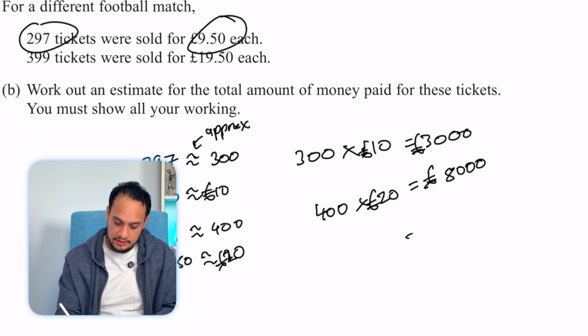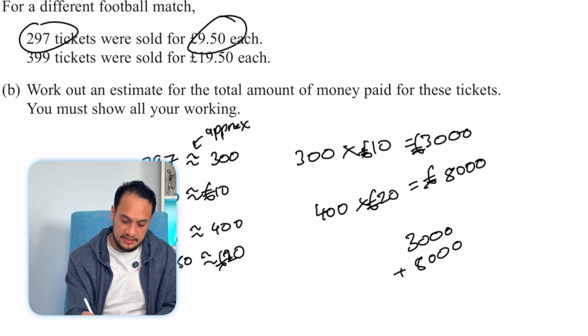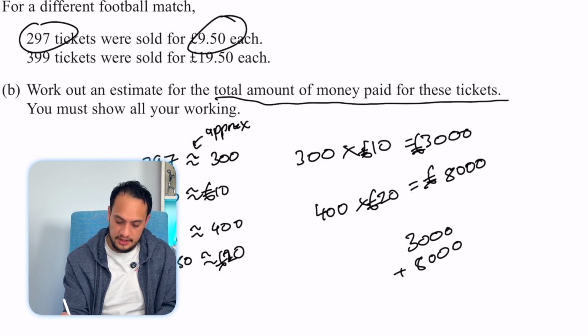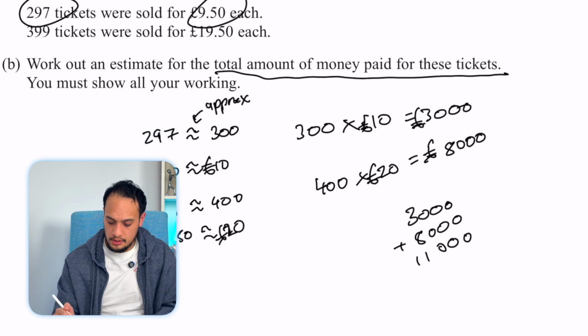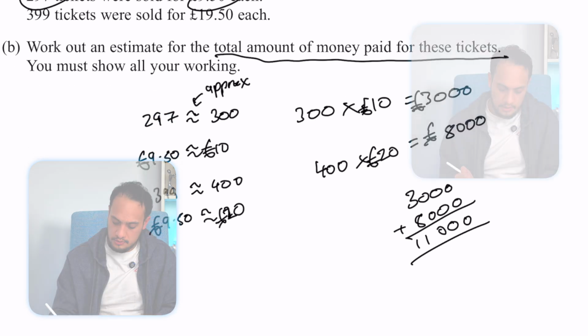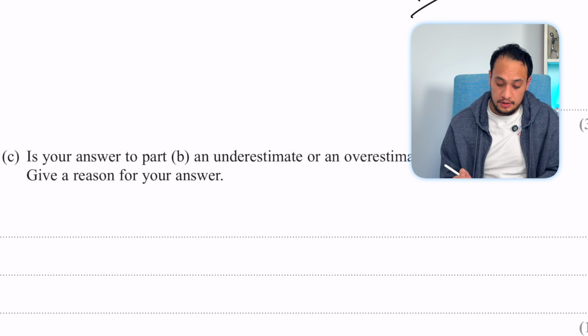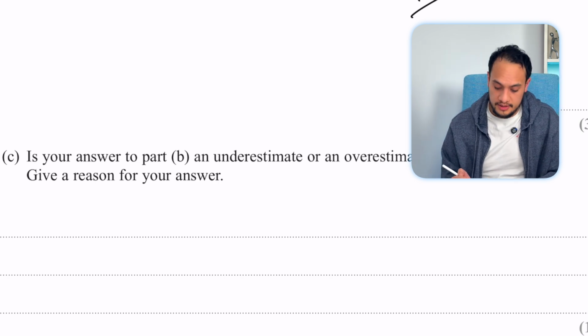And then all I need to do is 3,000 plus 8,000, because it says here, work out an estimate for the total amount of money paid for these tickets. So I've got to add them together. So I've got 0, 0, 0, and I've got 11. So I've got £11,000.